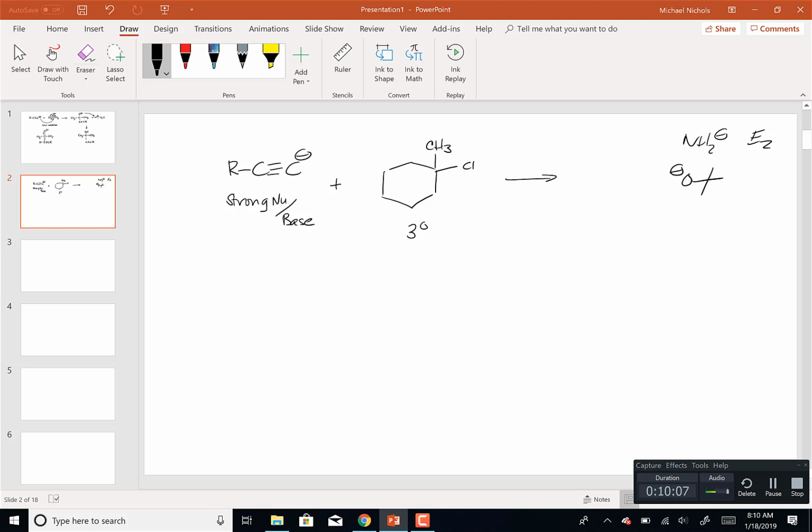So this is going to seem like deja vu from last semester. But when we do E2, what's our first step? Find the beta hydrogens. And in order to find the beta hydrogens, we first need to find the alpha carbon. The alpha carbon's attached to the leaving group. The beta carbons are attached to it, and there's 3 beta carbons. And then we look at the beta hydrogens.